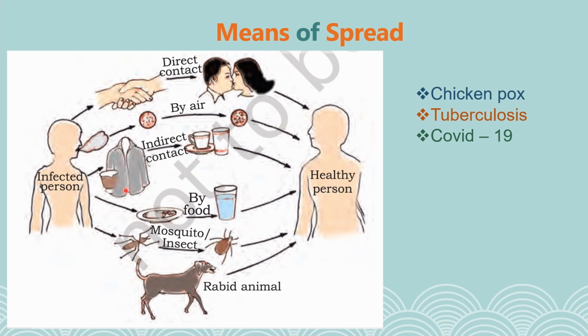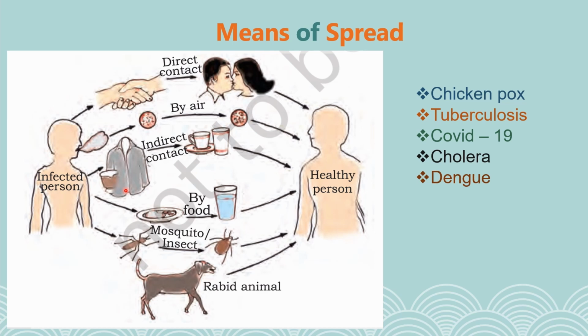Another method is food. Certain diseases can be spread through contaminated food. An example of this is cholera. And the next one is a very important one, that is the diseases that can be spread through mosquitoes and insects. They are the carriers of most diseases. Mosquitoes, other insects like the housefly. An example of this is dengue. The microbe which causes dengue fever is carried by the mosquito.